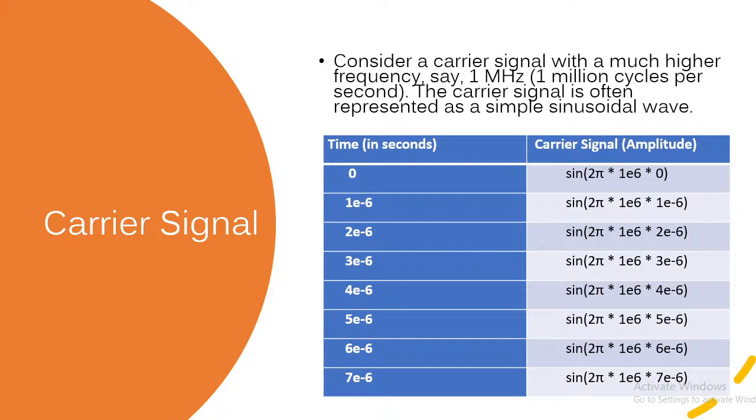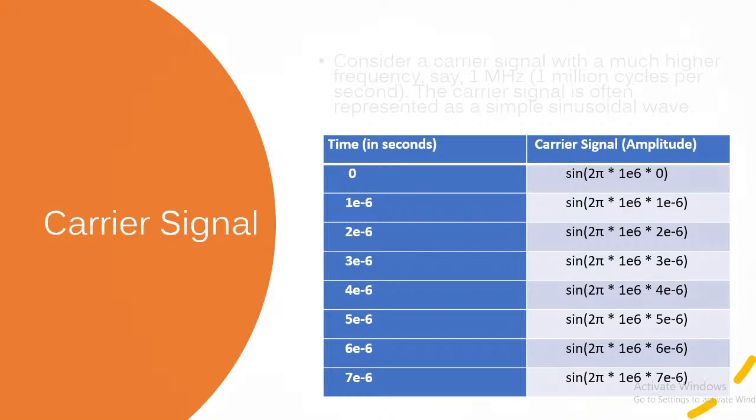Now what will be the carrier signal? Let us consider the sinusoidal signal. So it will be sine 2 pi f t, where f is 1 megahertz, which is 1 e 6, multiplied by t. So at 0 it is 0. Then 2 pi f t, where t is 0 for the first one. For the second one, t is 1 e to the power minus 6. Similarly, for the last one, it is 7 e to the power minus 6. So this is the carrier amplitude.